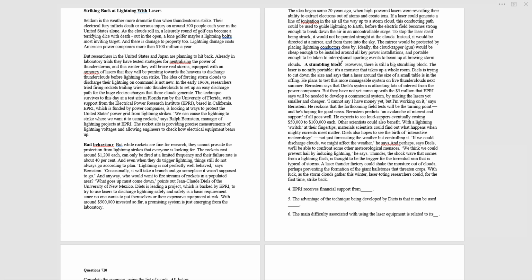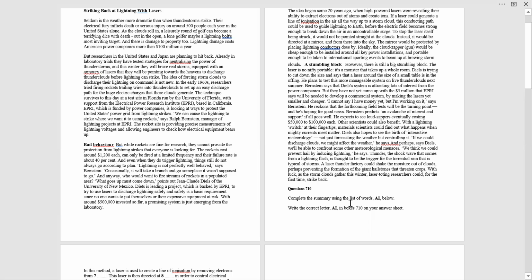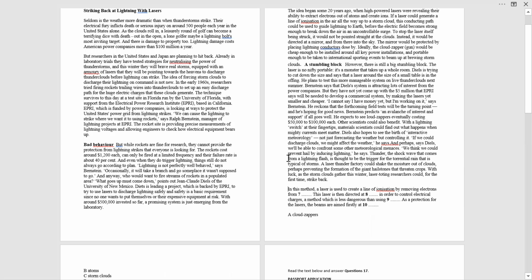Okay, let's move to the next set, 7 to 10. Okay, just a sec here. So 7 to 10 questions, we have to complete the summary now. Summary is sort of like filling in the blanks, like you can see here. So we have to fill these blanks up. We cannot pick up options by ourselves. We have options given by the examiner.